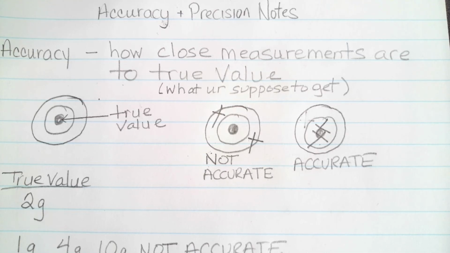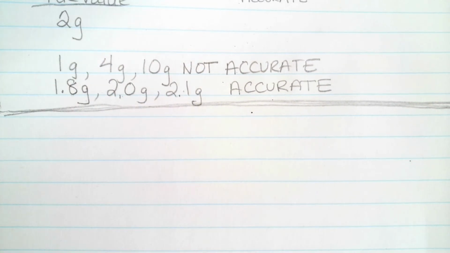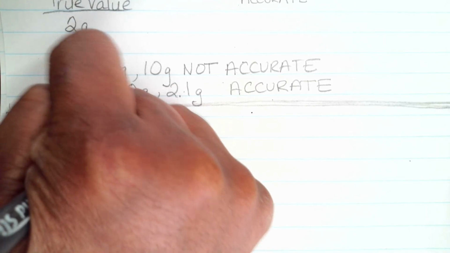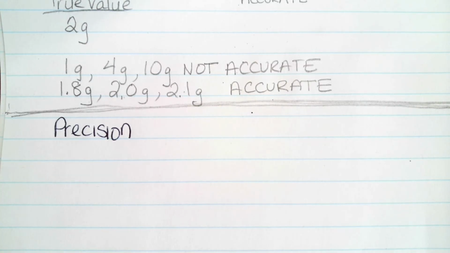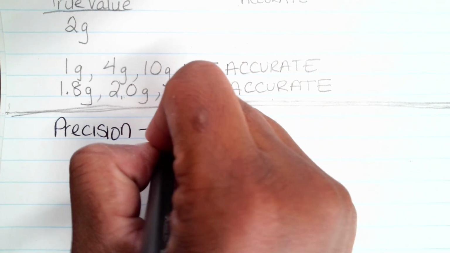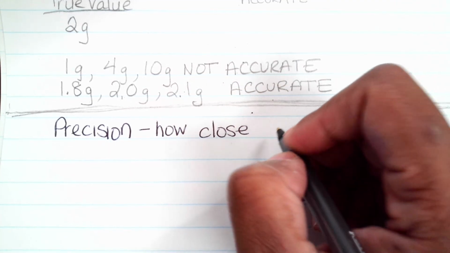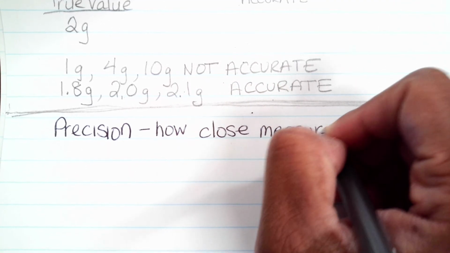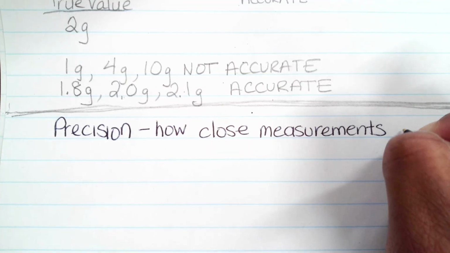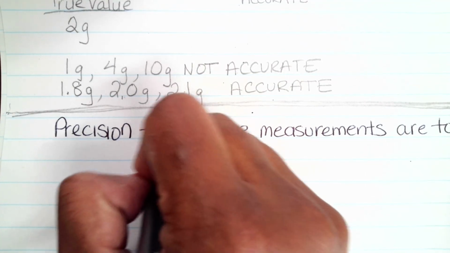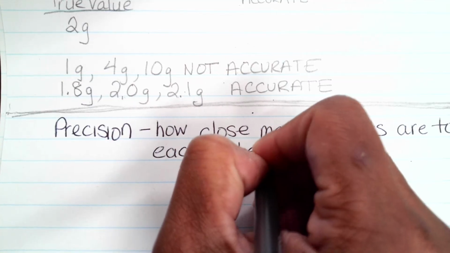All right. So let's write the precision notes now. So I'm going to write precision. Instead of how close measurements are to the true value, precision is how close measurements are to each other. So how close measurements are to each other. And I'm going to underline each other.